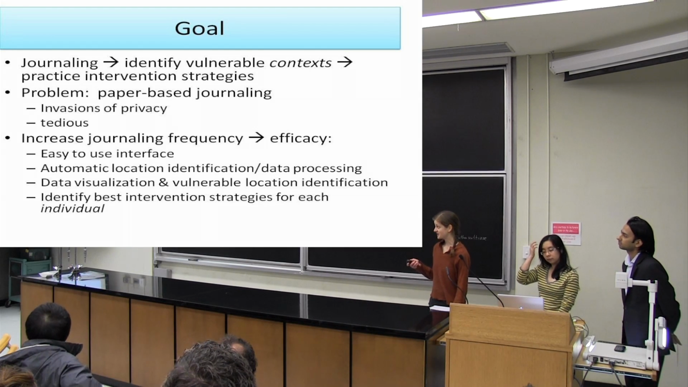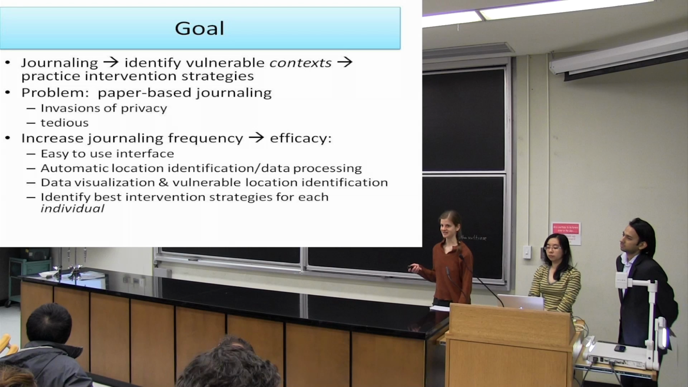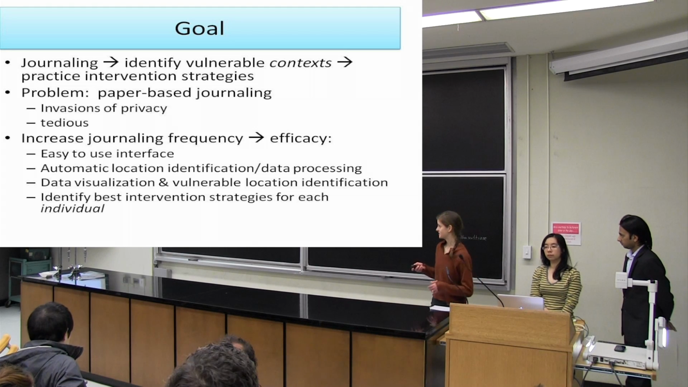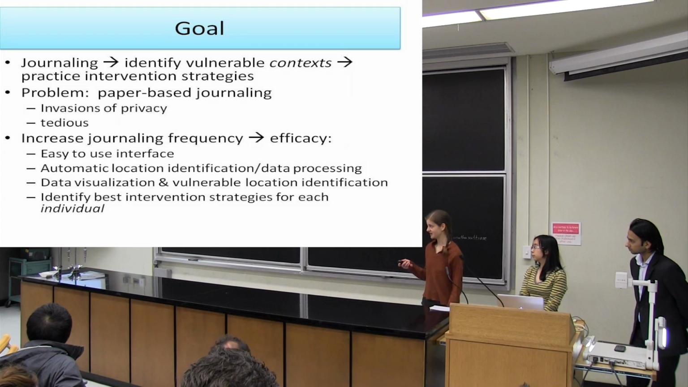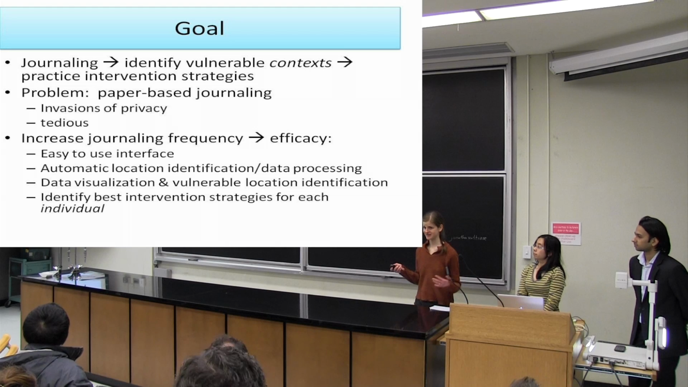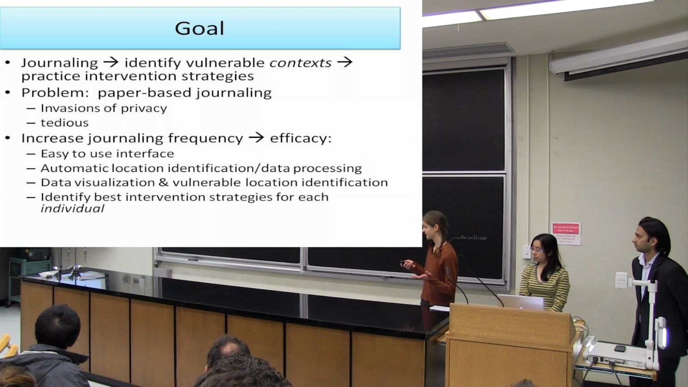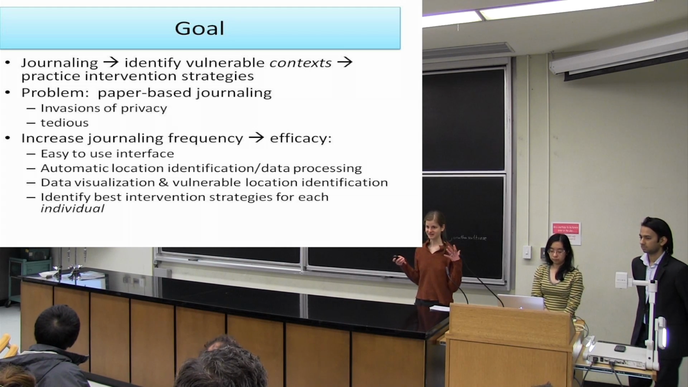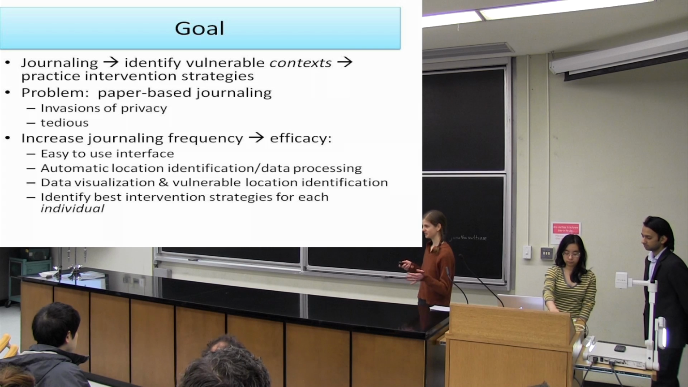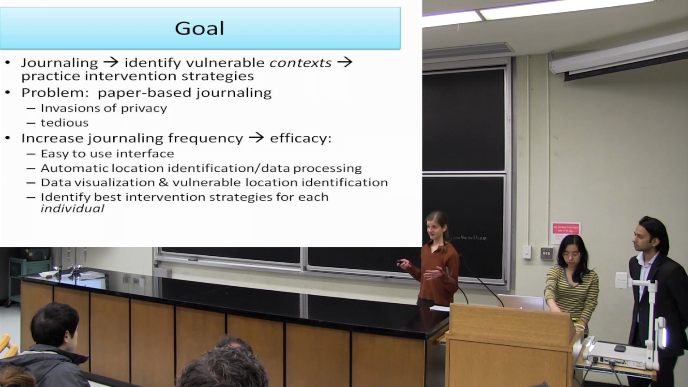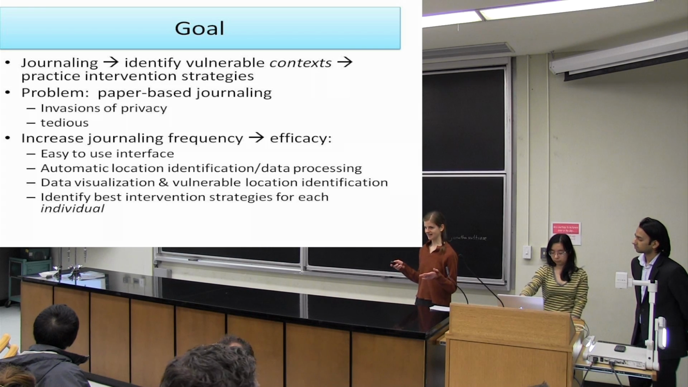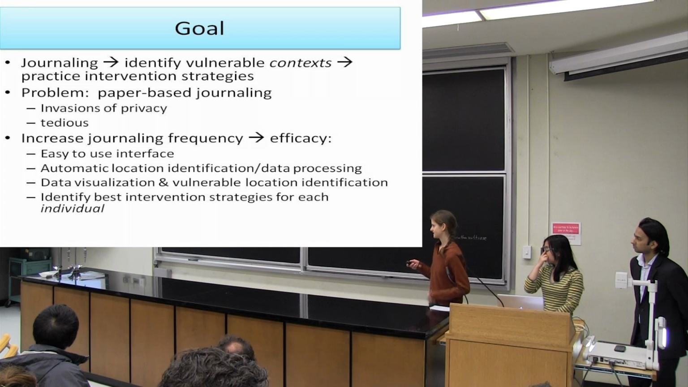Journaling is a method that's used to identify these vulnerable contexts so that people recovering from addictive disorders can practice intervention strategies. The problem is the current standard of paper-based journaling forms often involve long, tedious forms that users must fill out throughout the day, and that can cause an invasion of privacy.